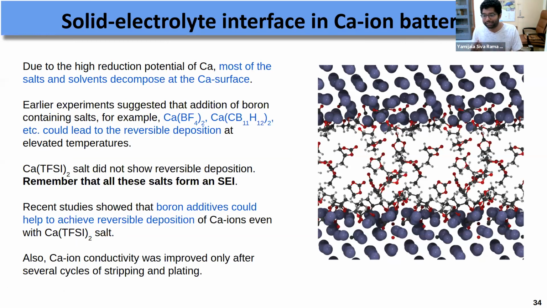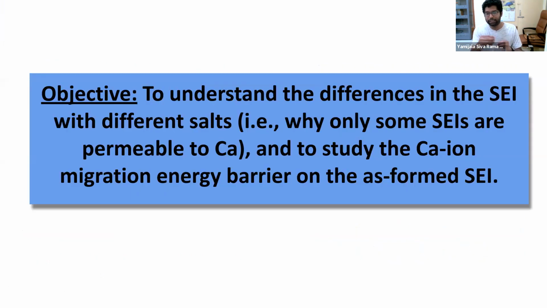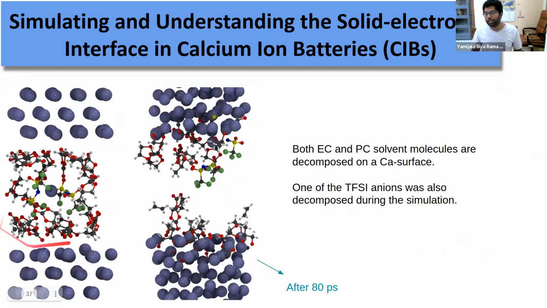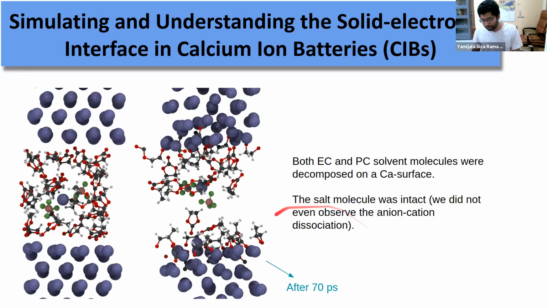So in order to understand that, we started simulating with various kinds of salts, both the Ca(BF4)2 salt as well as the Ca(TFSI)2 salt. These 2 salts we have considered, and we started understanding the solid electrolyte interface that is formed here. What we understood was, the Ca(TFSI)2 salt is automatically dissociating due to the high reducing power of the calcium, whereas Ca(BF4)2 is not.